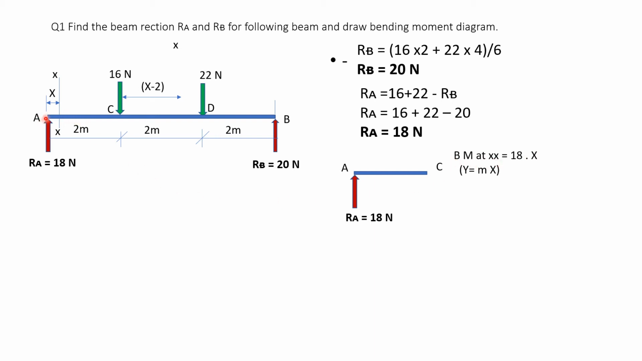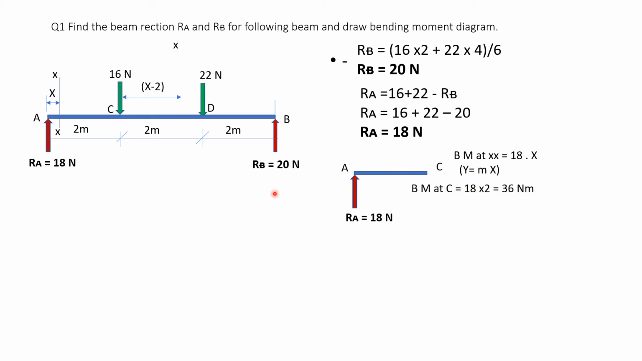Now A is a simple support. So at this support A, the bending moment MA will be 0. And as we go on increasing the value of x towards C, 0.5, 1, 1.5 like that, the bending moment also increases from 0, and at C it becomes 18 into 2, that is 36. So how do we show the bending moment? The bending moment at C is 18 into 2, 36 Newton meter.